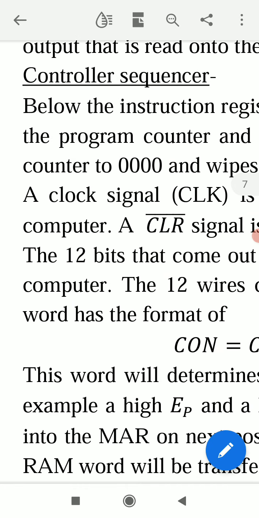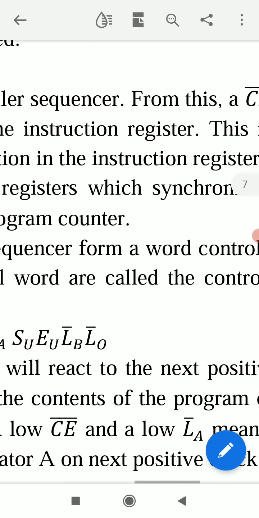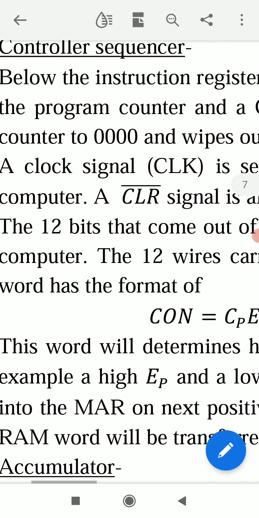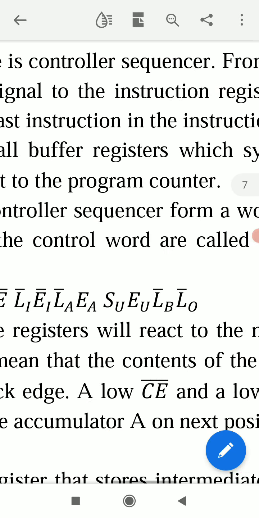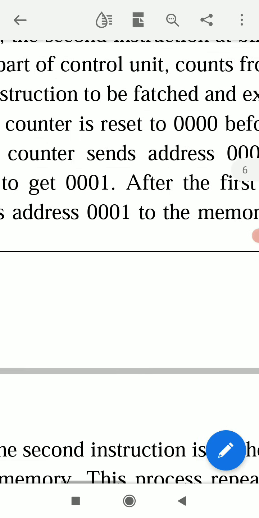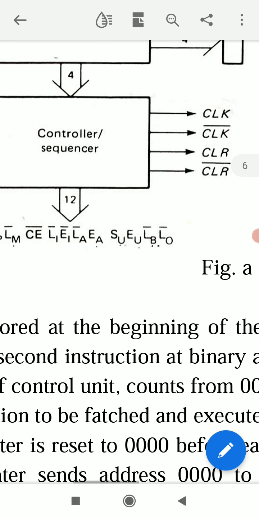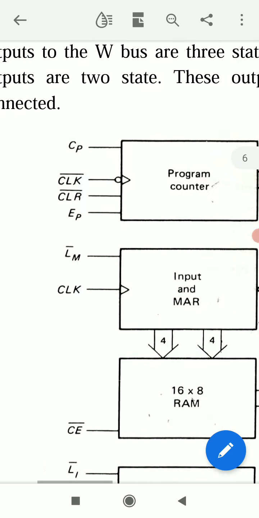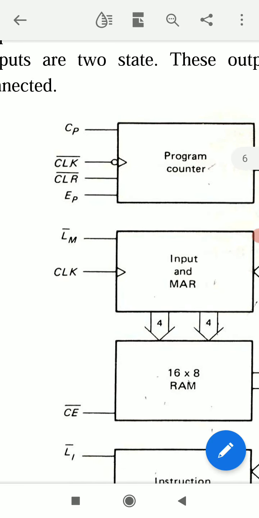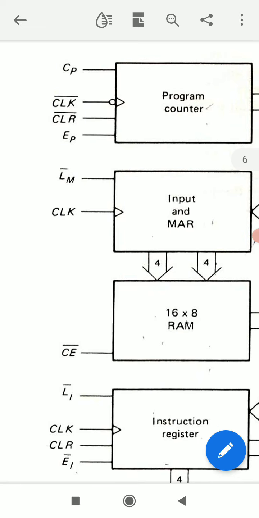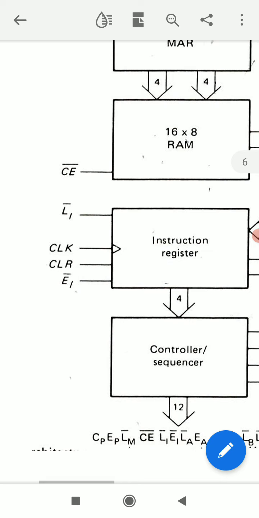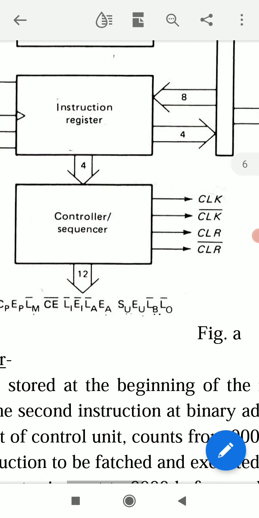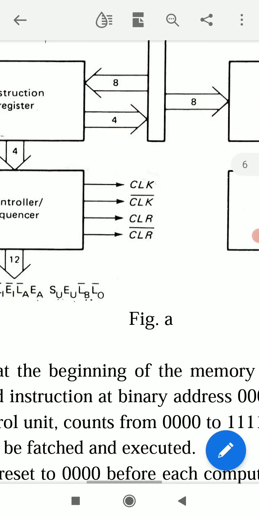Next part is controller sequencer. Below the instruction register there is controller sequencer. From this a clear bar signal is sent to the program counter and a clear signal to the instruction register. This controller sequencer produces these signals: clock, clock bar, clear, clear bar. Clock bar signal goes here to program counter and clock signal to input and MAR. Clock signal and clear signal go here to instruction register. These are all obtained from the controller sequencer.